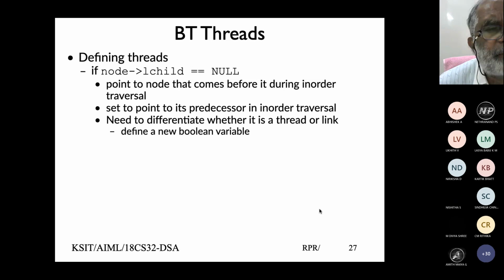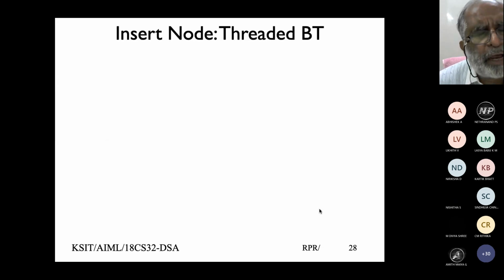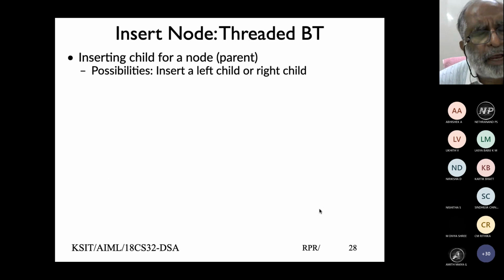And similarly, if my right child is null, then I use my right link as successor. And that way, my in-order traversal becomes a lot easier. I can just follow the successor path, and then I'll be able to traverse the whole tree.